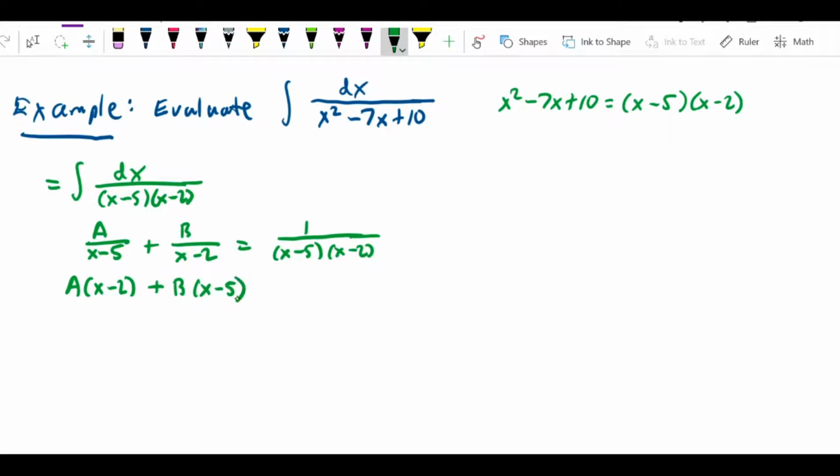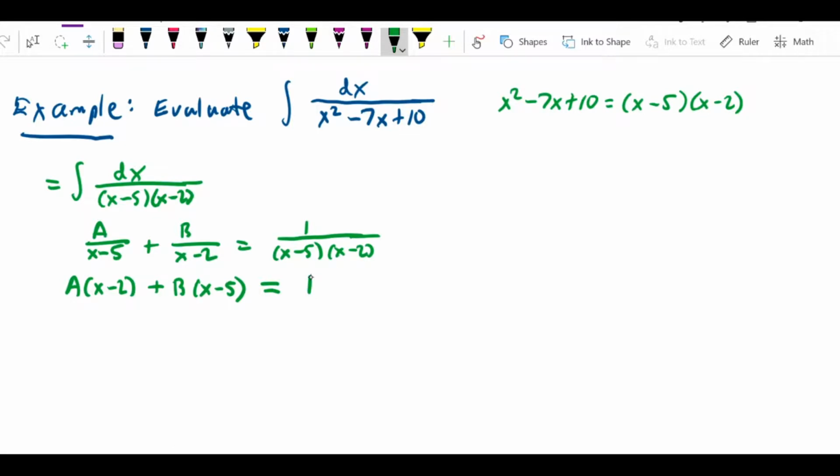And no, I didn't make a mistake there. When I took A over x minus 5 and multiplied it by (x minus 5)(x minus 2), these canceled out, giving me A(x minus 2). So that is the correct decomposition. And the factor next to the B is also correct. When I multiply the right side by the entire denominator, I just get 1. So now what I have to do is solve for A and B.